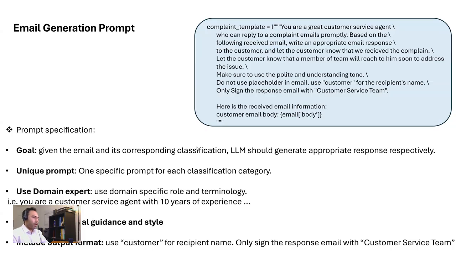So also include contextual guidance and style. In every prompt for every different classification, I mention the tone and mention what kind of information the LLM should include in the response. For example, if the incoming email is a complaint email, I need to make sure that I tell the LLM to use a polite and understanding tone when generating the response. And if, for example, it is an inquiry, I need to make sure that I tell the LLM that you also need to provide that we're going to contact you later when you're creating a response for an inquiry, something like that.